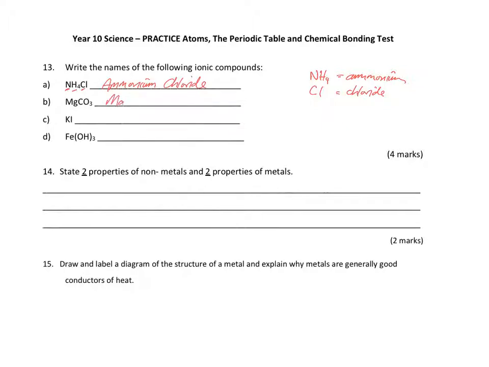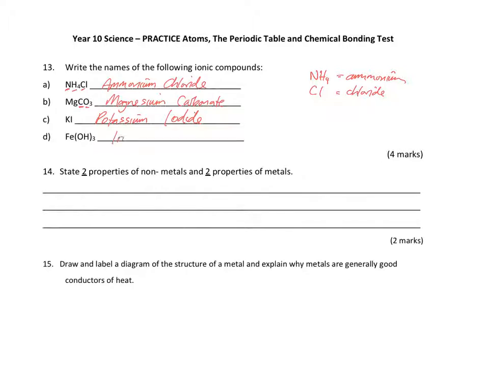Mg is magnesium, just like before. Then I had some people breaking it up into carbon and oxide and all this other stuff. No, CO3 is carbonate. Look in the table. KI: K is potassium. I is iodide.